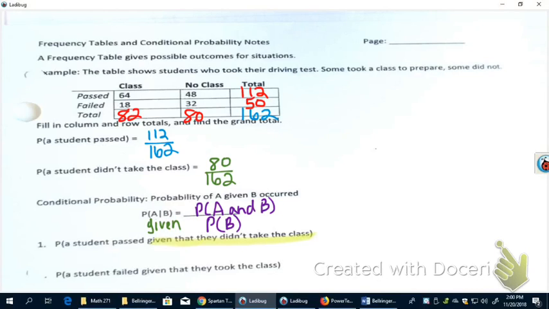What that means is that I'm only looking at not taking the class. So it's like I'm not looking at that and I'm not looking at that. I'm only looking at that middle column based on what they said about the given. Does that make sense? That's how you start it. You start with the given and you mark off and don't look at anything else. And then it says, find the probability a student passed. So if I'm only looking at that column, how many passed? 48. And how many total were there in that particular column? 80. Questions about that?